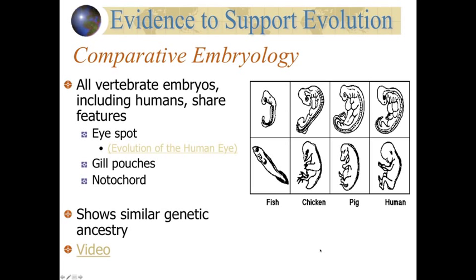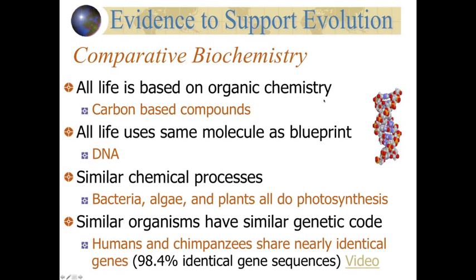All right, we're going to move on to the next subject here, which is comparative biochemistry. Comparative biochemistry looks obviously at the biochemical similarities between living things. And we know that all life is based on organic chemistry, which are carbon-based compounds, and that they all use the same molecule as a blueprint, which is DNA. That's the informational molecule. All living things undertake similar chemical processes. Like, for instance, bacteria, algae, and plants all do photosynthesis.